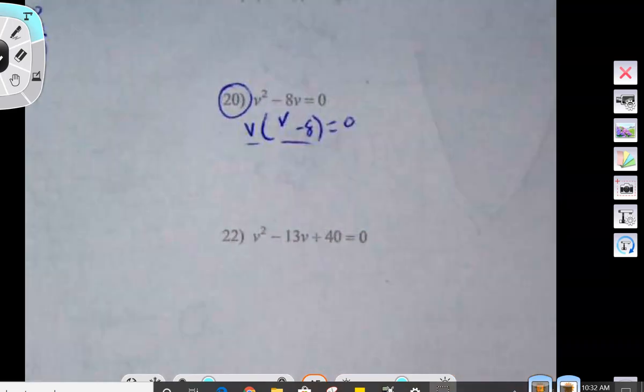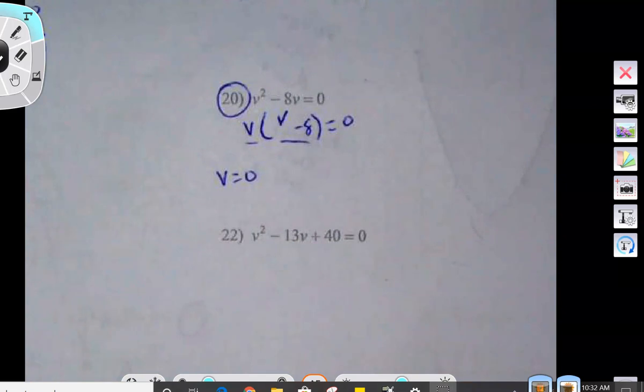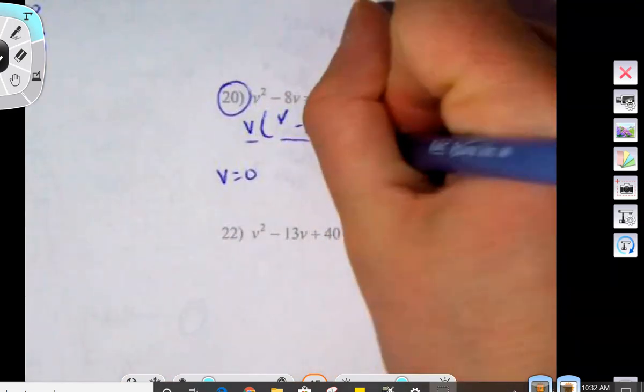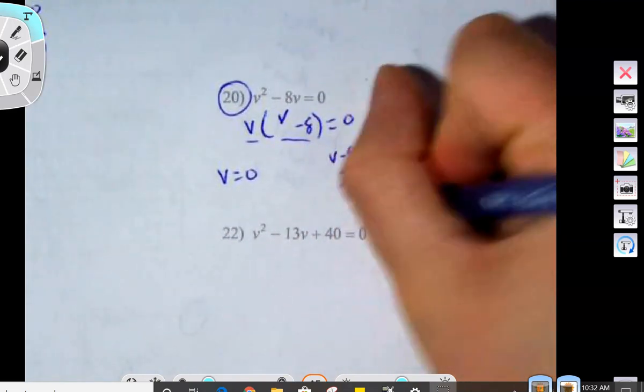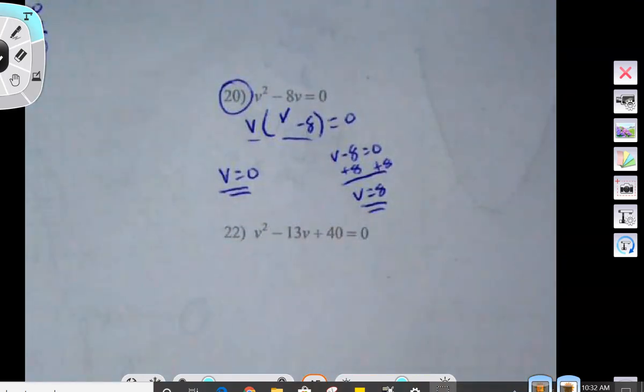So those two pieces there need to be set equal to 0. So v equals 0. That's one of my zeros. So again, on a graph, it would cross the x-axis at 0. And then I also need to set this equal to 0, add 8. So v is equal to 8. So my two zeros would be that. So again, those are just what we found in last chapter as well.